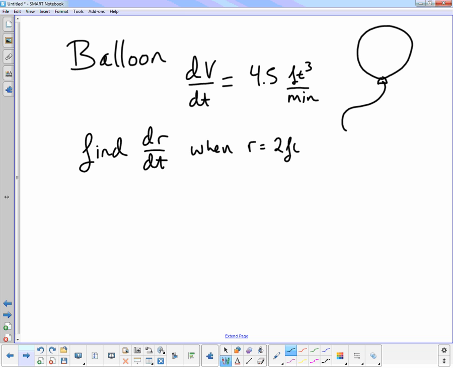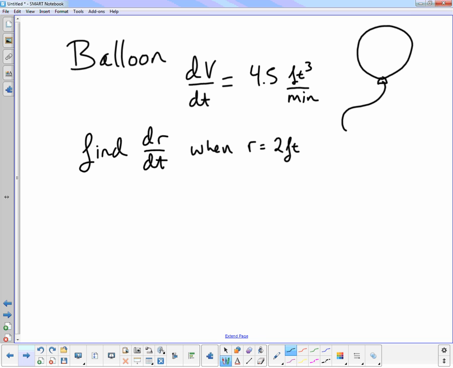It's a really big balloon. A 2 foot radius? That's a 4 foot wide balloon. That's a big balloon. It's a weather balloon, maybe. Okay.